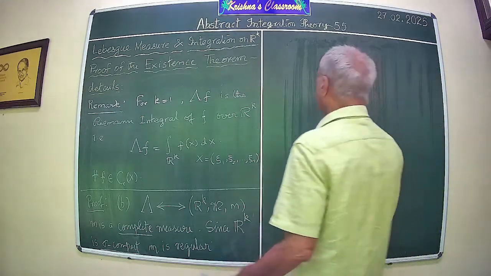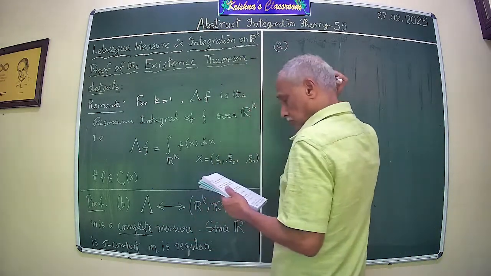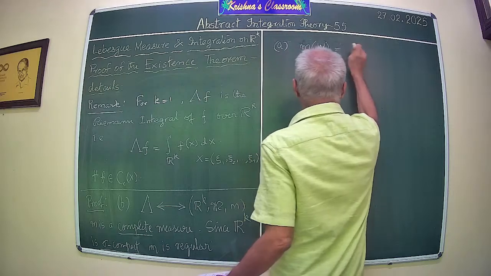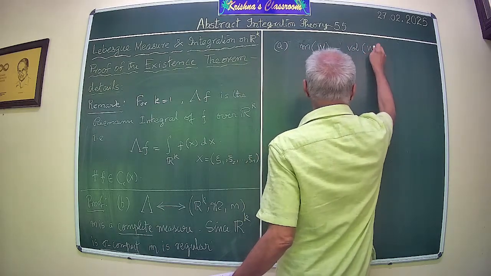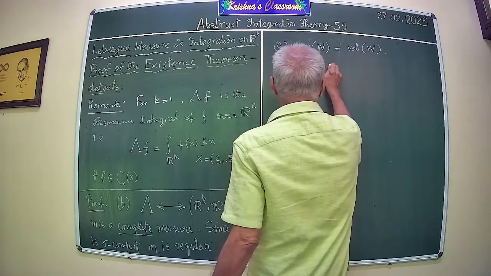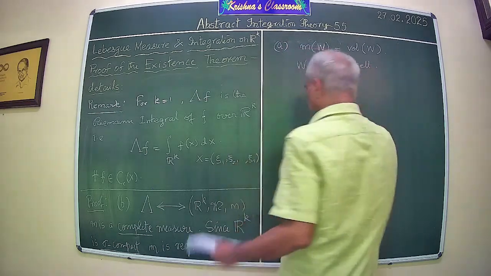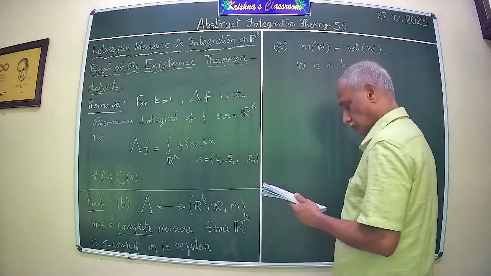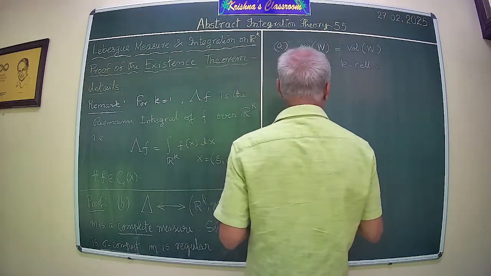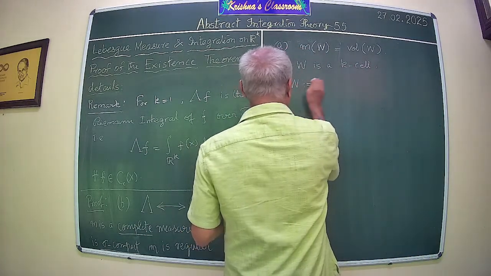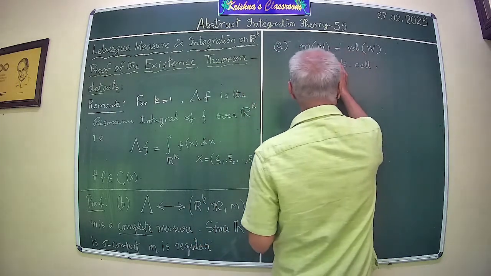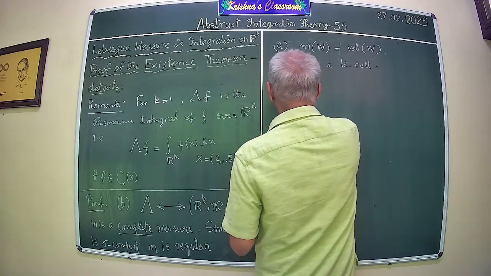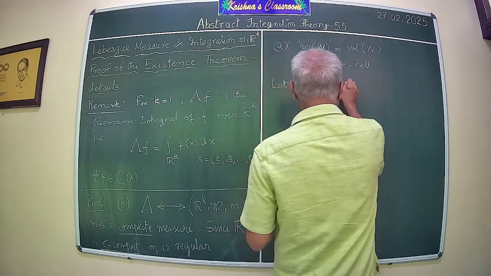So what is the statement of A? Where W is a, and what we have is, we shall write W as an open cube.